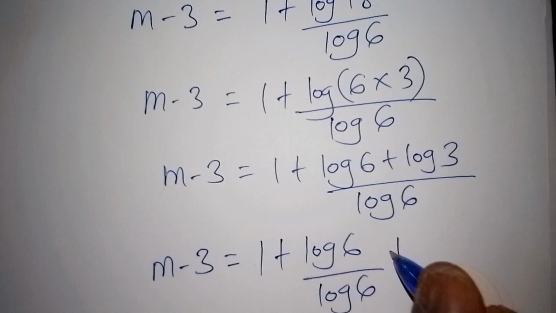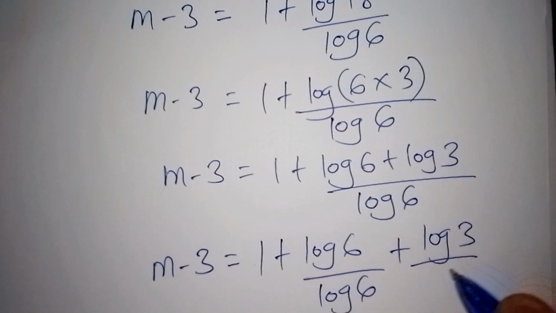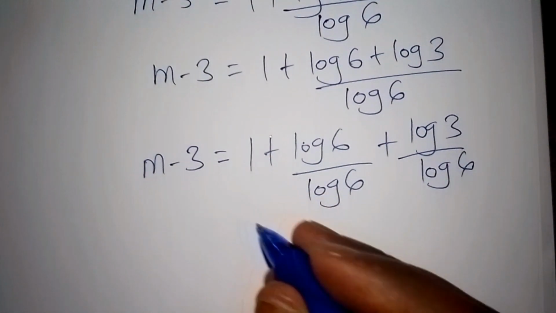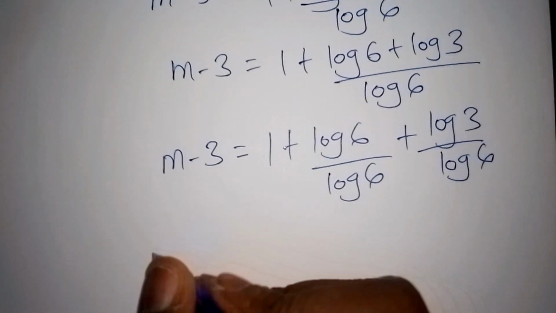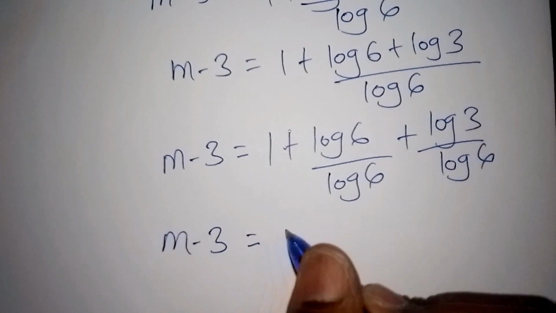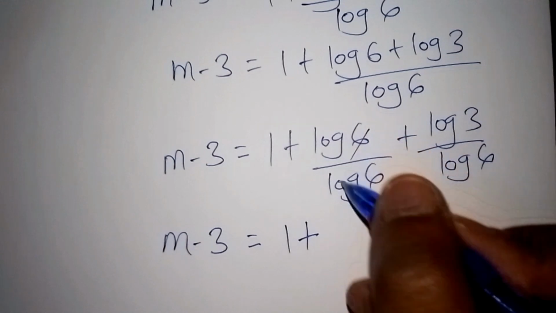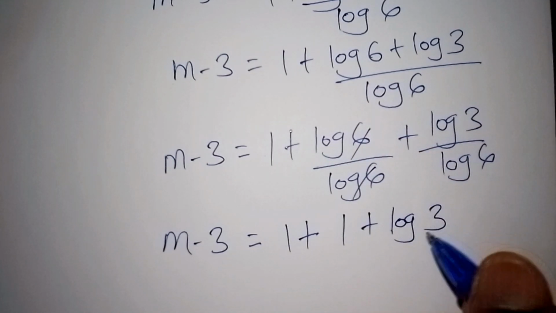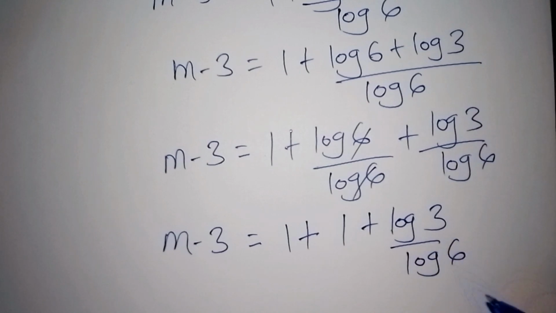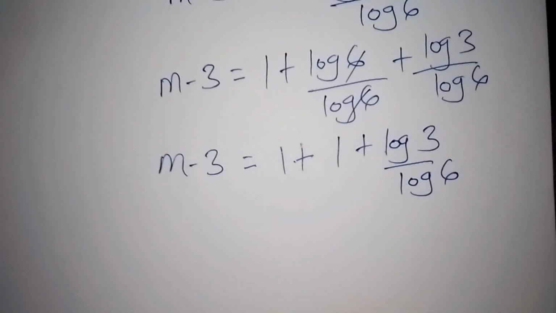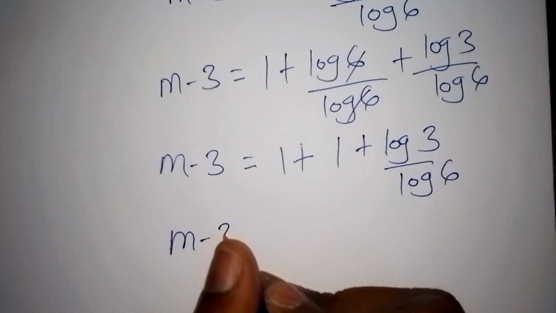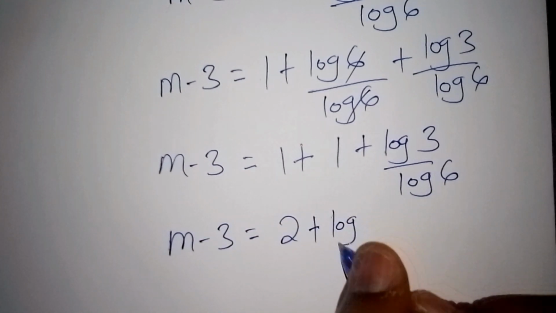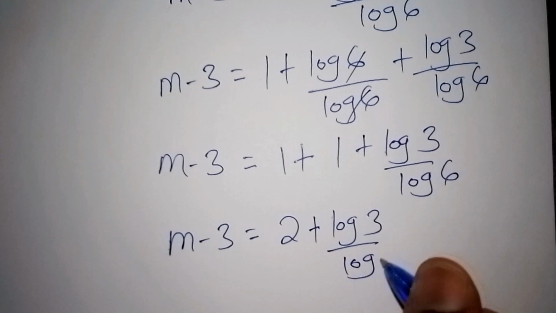Then again, now plus the log of 3 all over the log of 6. So when we cancel it out, we shall now conclude by having m minus 3. So m minus 3 is equal to 1 plus log 6, and log 6 shall cancel. So 1 plus 1 plus the log of 3 all over the log of 6. So m minus 3 is equal to 1 plus 1, which is 2, plus the log of 3 all over the log of 6.